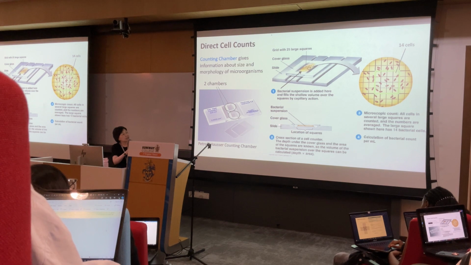What you can see here is the lateral view. This is the slide, and then you put the cover slip on top, and then you will have this culture. So it actually creates a volume. When they design this counting chamber, they know exactly the volume when you put the culture in. It will tell you when you purchase the counting chamber. So having this, you just do the counting.